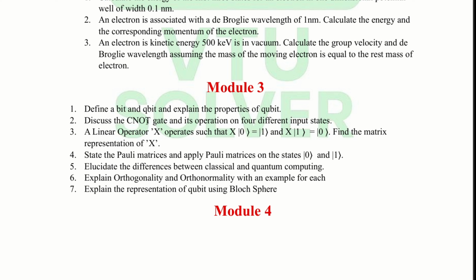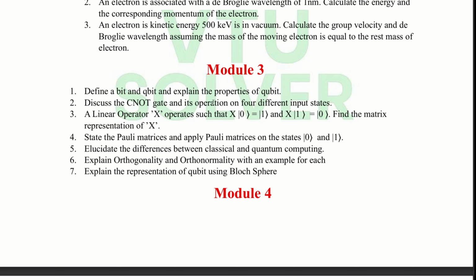Second question discuss the CNOT gate and its properties for the different input states. And the third question is a linear operator X operates such that X of 0 is equal to 1 and X of 1 is equal to 0. Find the matrix representation of X. And the fourth question state the Pauli matrices and apply Pauli matrices on the states 0 and 1.